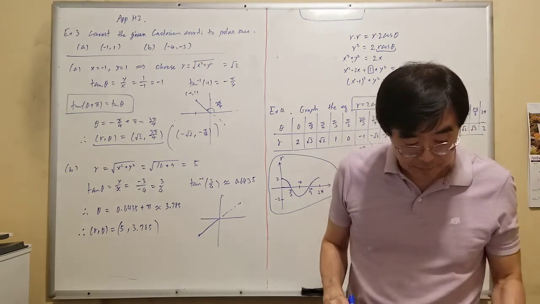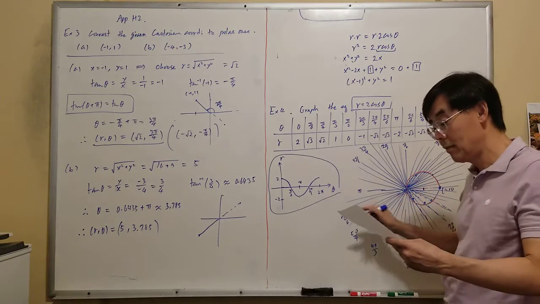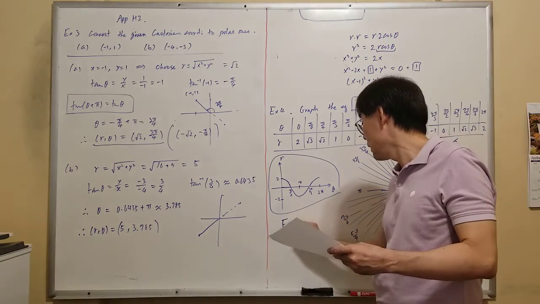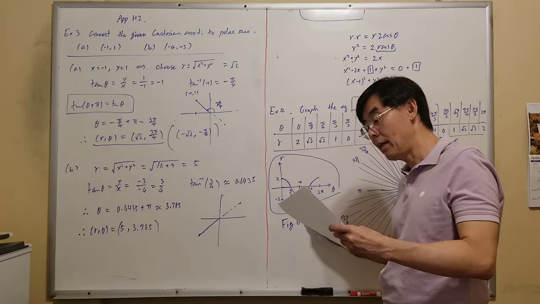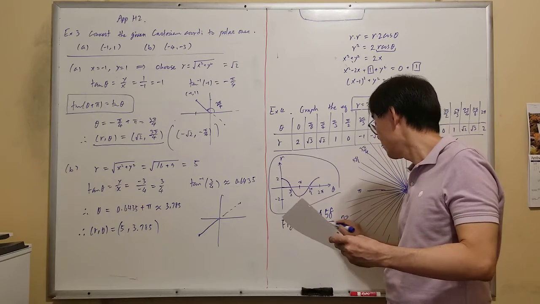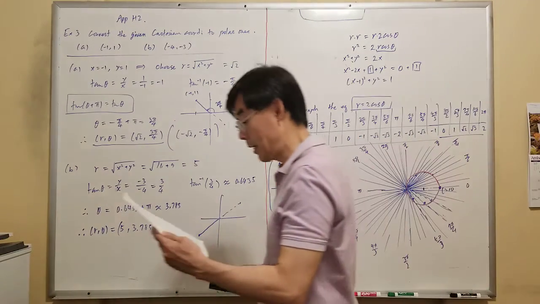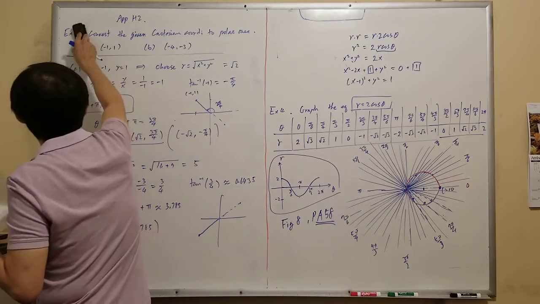All right, and so anyway, these graphs are all given in figure 8.7.8, appendix 58, page appendix 58. Okay? Now example 5.